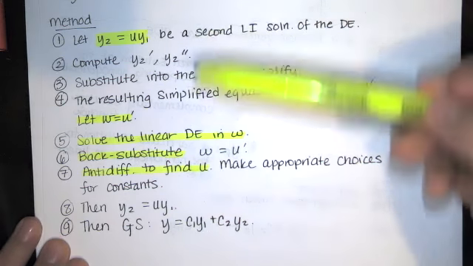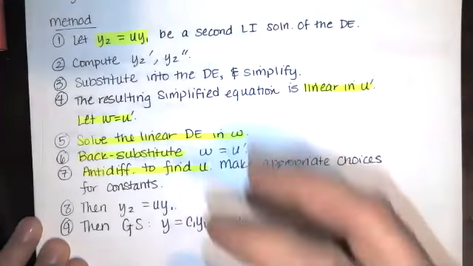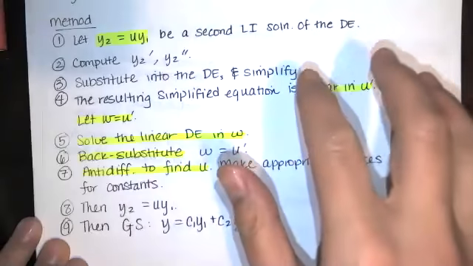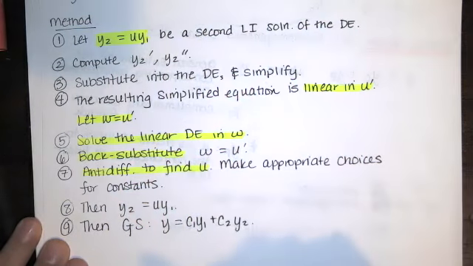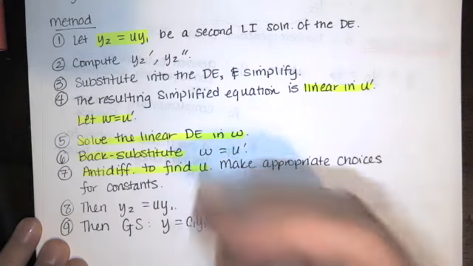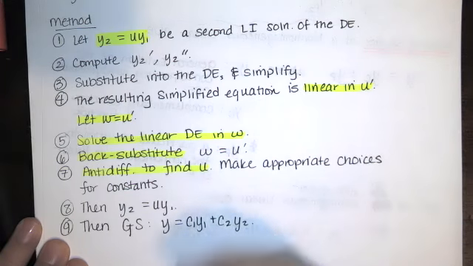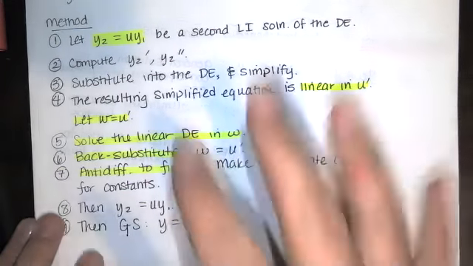There's a lot to this, but the outline I think is pretty simple. It's just substitute, it becomes linear, solve the linear equation, back substitute, anti-differentiate to get U by itself. And then once you have U, you can find Y2 and so on. Okay, so that's the outline of the method. Let me give you a concrete example.